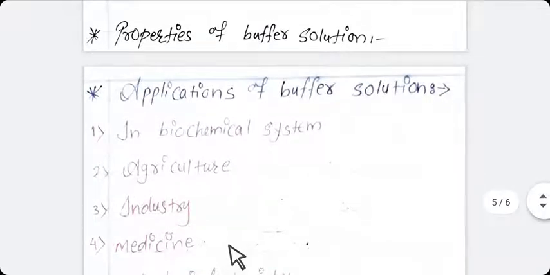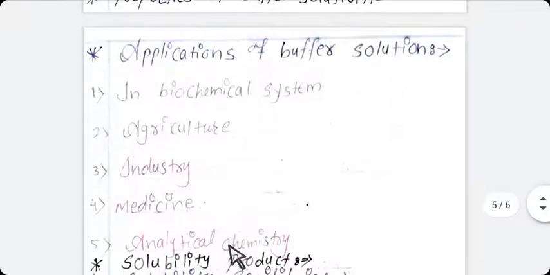Next application is in medicine. Students, penicillin preparation is stabilized by addition of sodium citrate as buffer. When citric acid is added to milk of magnesia, means Mg(OH)2, magnesium citrate is formed, which is a buffer. So buffer is used in the stabilization of penicillin or preparation of penicillin.